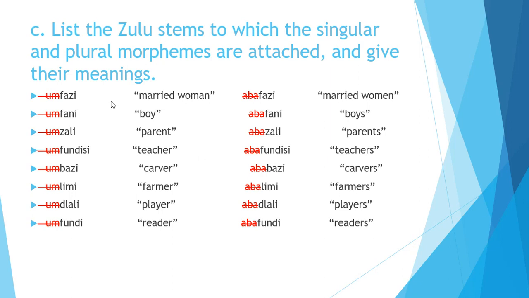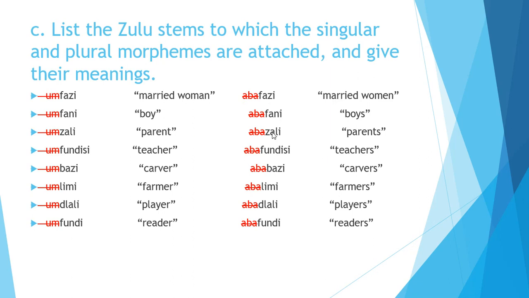And you see here that the meaning of the stem Fasi is married woman. So that is the concept of that stem. Fanny means boy. Sally, parent. Fundisi, teacher, and the same way here. The only difference is that when you add the prefix aba, then that concept is going to be in plural, and when you add the singular prefix to the stem Fasi, then the concept is going to be in singular. Married woman, Unfasi; married women, Abafundisi, in Zulu, in plural, and so on.